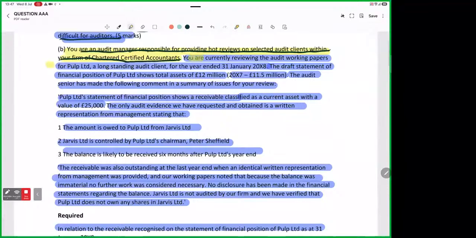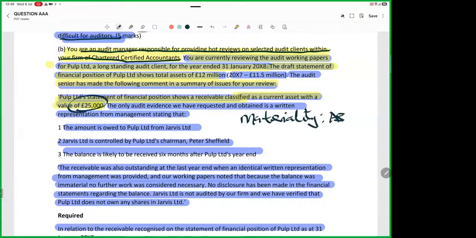So we are currently reviewing the audit working papers for Pulp Limited, a long-standing audit client, for the year ended 31st January 08. The draft statement of financial position of Pulp Limited shows 12 million; in 07 it was 11.5. The audit senior has made the following comment in the summary of issues for review. Pulp Limited's statement of financial position shows a receivable classified as a current asset whose value is 25,000. So if I'm the one doing this, I will come and see whether this amount is material. So I will do a materiality.